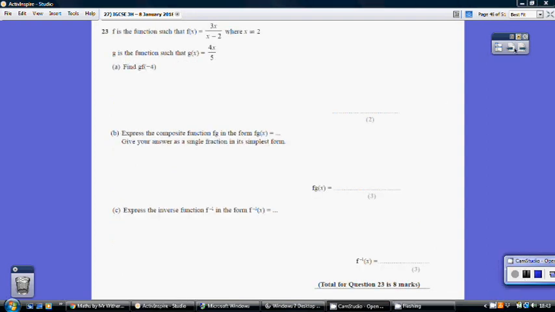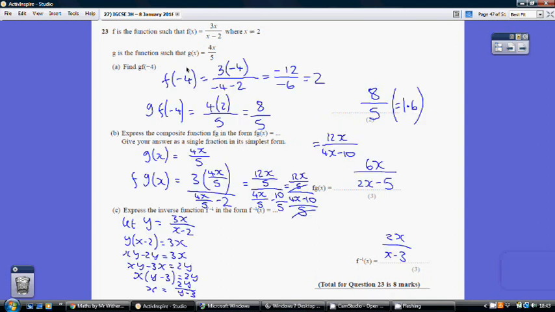Question 23. Now part A is fairly straightforward as long as you get it the right way around. We've got to pop -4 into the F machine first and then pop that output into the G machine. So be careful, it's F machine first, G machine second.